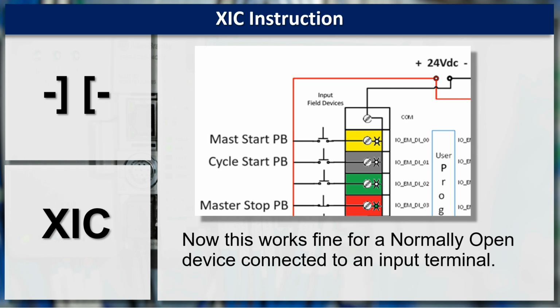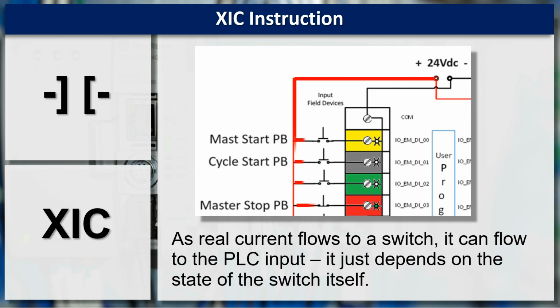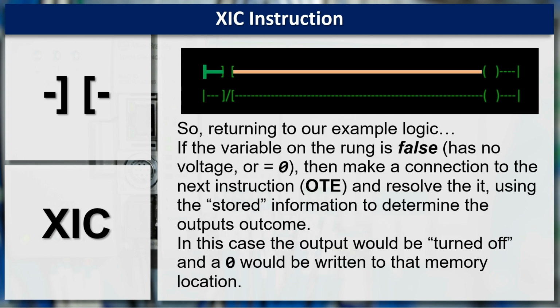Now, focusing on the prints, this works fine for a normally open device connected to an input terminal. As real current flows to a switch, it can flow to the PLC. It just depends on the state of the switch itself. So returning to our example logic, if the variable in the first rung is false and has no voltage, or 0, then make a connection to the next instruction, the OTE, and resolve it, using the stored information to determine the output's outcome. In this case, the output would be turned off, and a 0 would be written to that memory location.